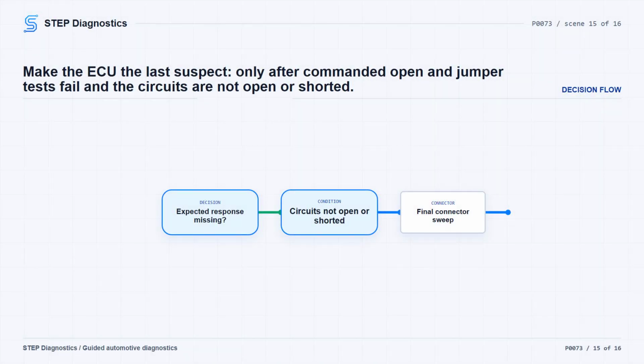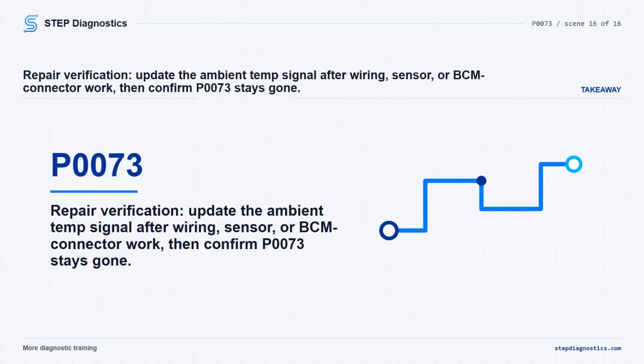Only verify an ECU failure after opening and shorting the circuits while monitoring signal voltage and fault codes. If the expected voltage readings or expected fault responses do not happen when opening and jumping the connector, and the circuits are not shorted or open, then the ECU becomes the indicated fault area. Before condemning it, carefully check every connector in the circuit path for water intrusion, spread terminals, pushed out terminals, burnt terminals, or corrosion. After the repair, verify the repair and confirm the code stays gone.